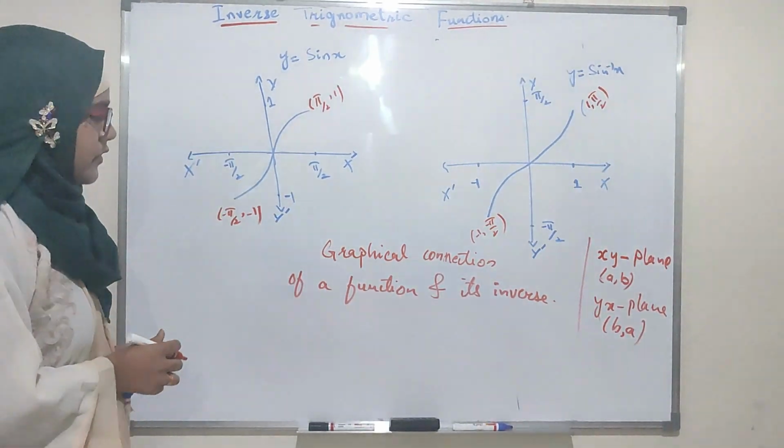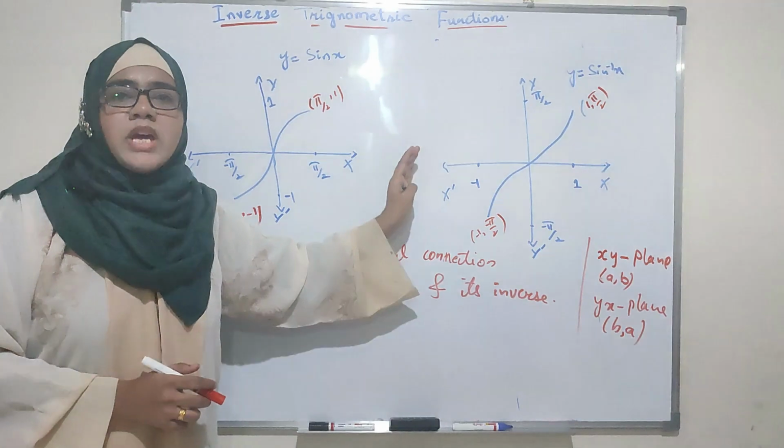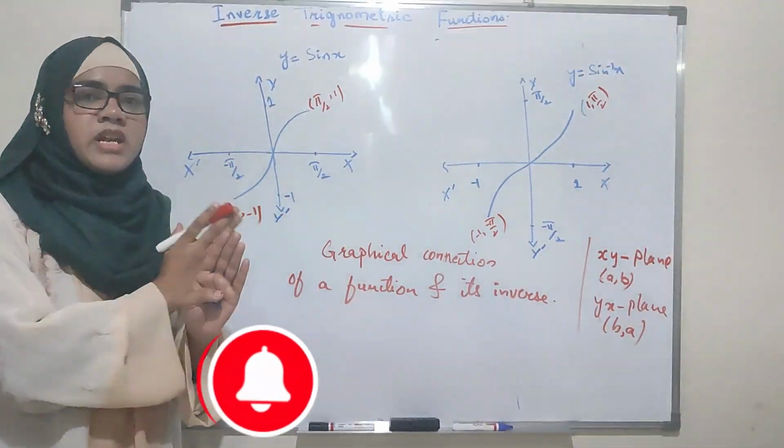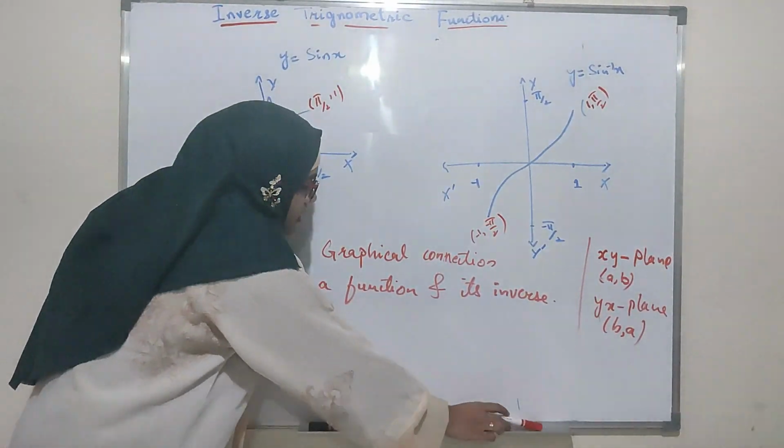Okay. So if you draw these two graphs together on the same plane, then you will see these two graphs are mirror images of each other.